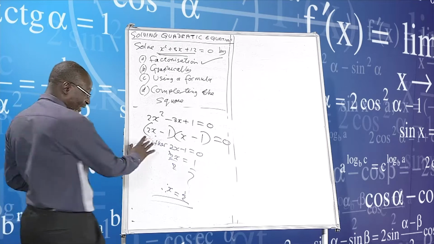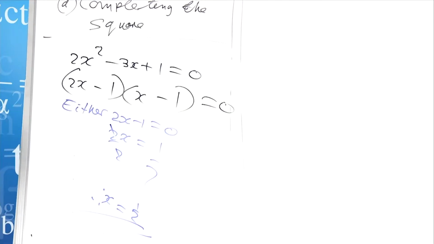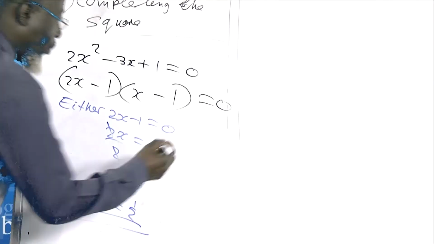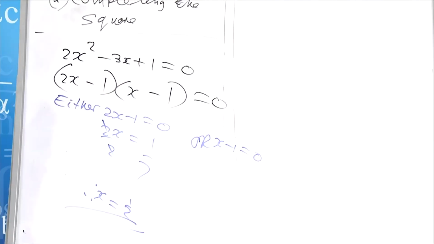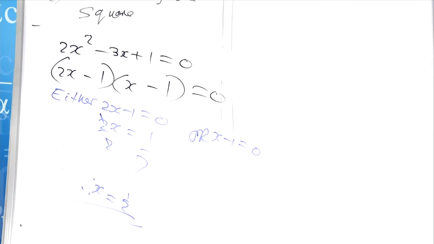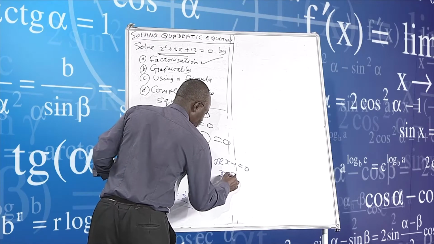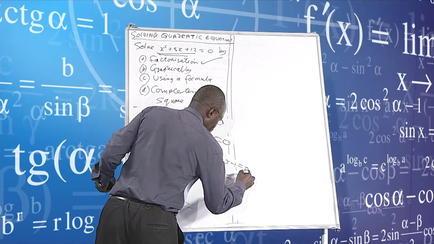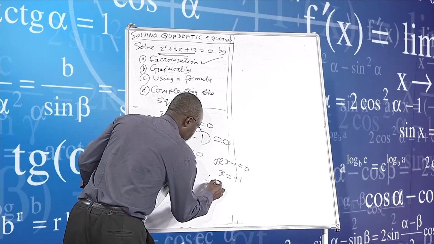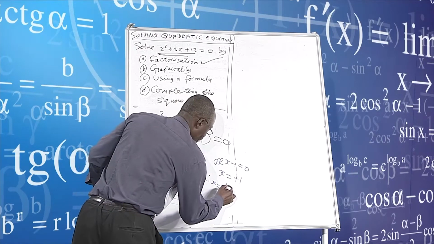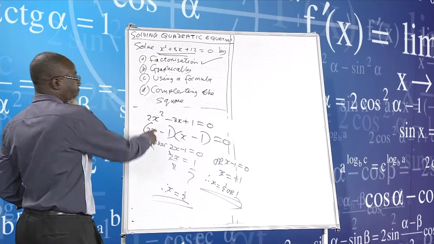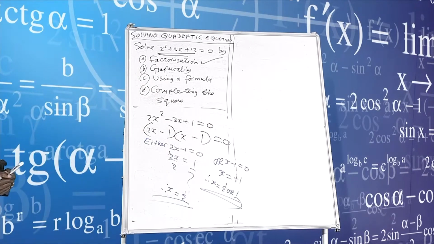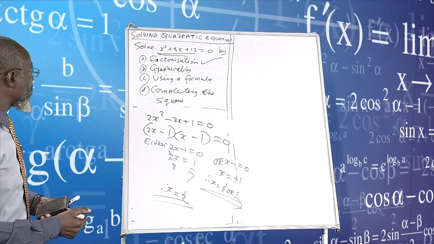But there is another part as well. x minus 1 is equal to 0, which means I can now say x is equal to plus 1. So therefore, x is equal to half or 1. So this is the solution of this particular problem by using factorization.